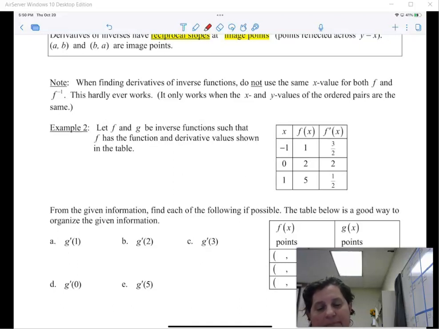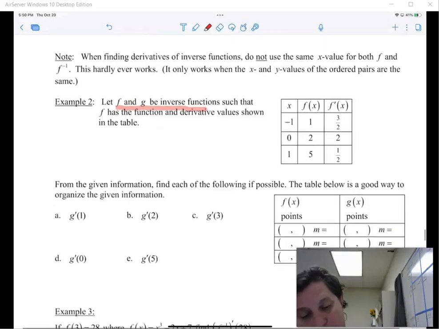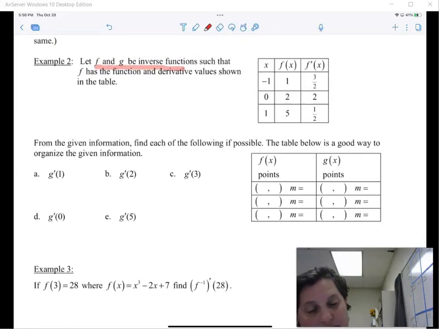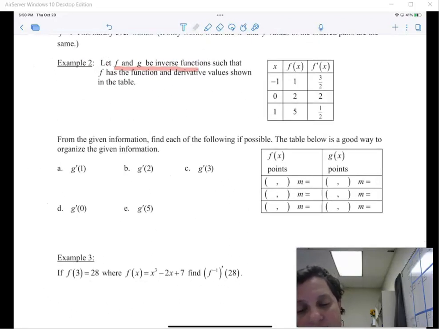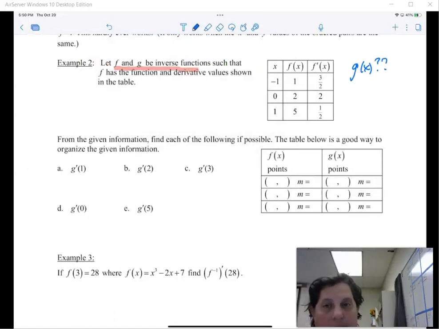Okay, so check it out. f and g are inverse functions. All right, it didn't tell me anything about g, but f and g are inverse functions. The values are shown on the table. Okay, from the information, find each of the following if possible. So let's look at that. It told me nothing, like literally nothing about g. I don't know anything about it. I just know that they're inverses, okay?